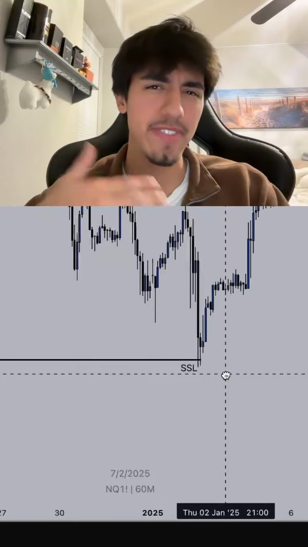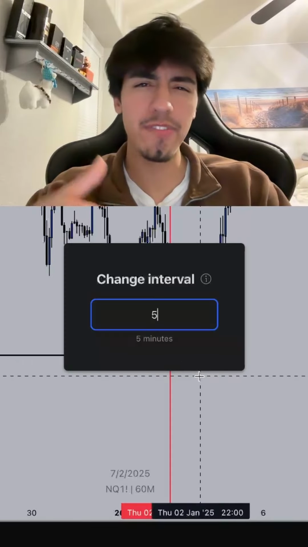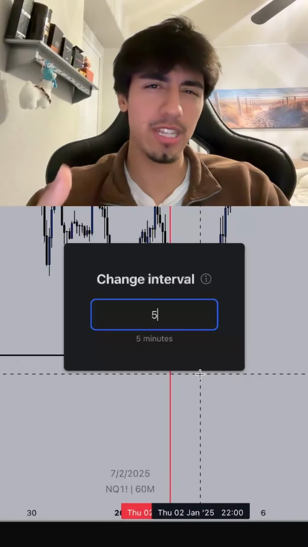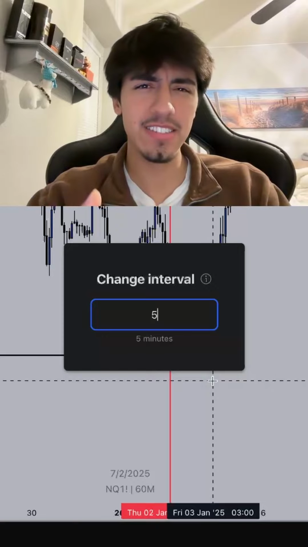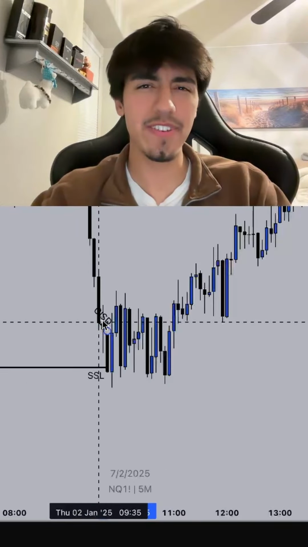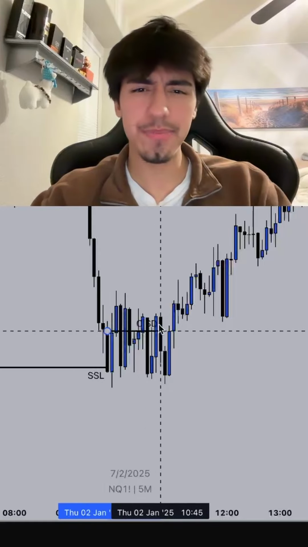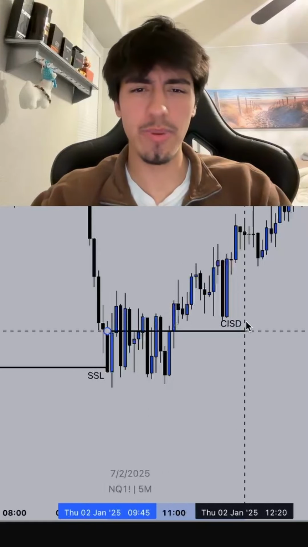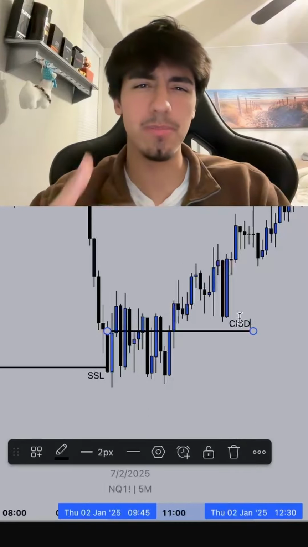How do we know that this is a valid sweep? Because this sweep is on the 1 hour, we have to go down to the 5 minute because of time frame alignment. Once we're on the 5 minute, we can find a CISD, and this is how we know this is a valid liquidity sweep. So now that we're on the 5 minute, we can go ahead and identify the 5 minute CISD. So dragging out from the candle that closed here, we can now drag it all the way out and see that we have now price closed above this CISD.